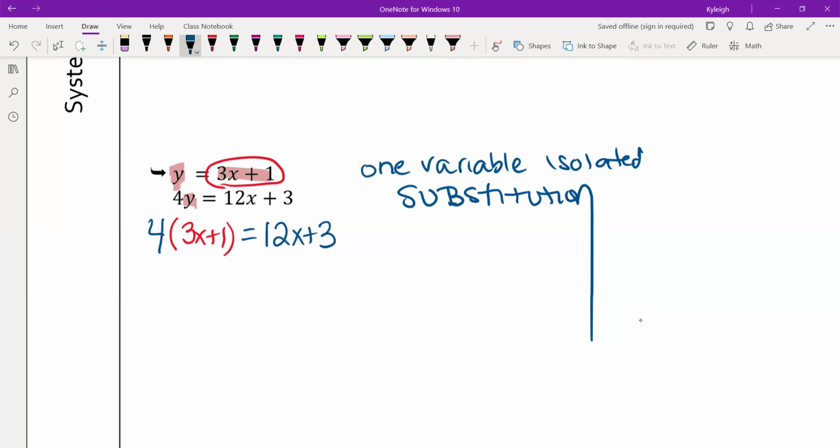And now I solve and distribute. If you know how to solve and all that stuff, just pause the video. Otherwise, I'm just going to keep on going. 4 times 3 is 12. 4 times 1 is 4.